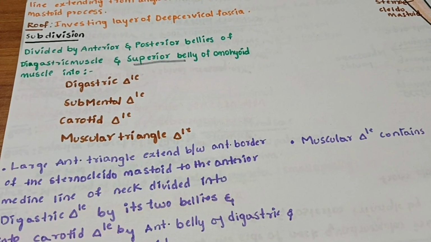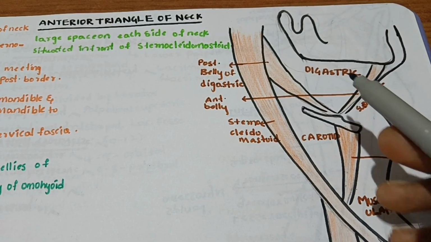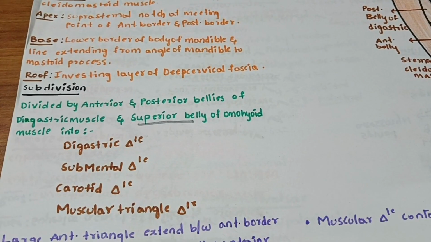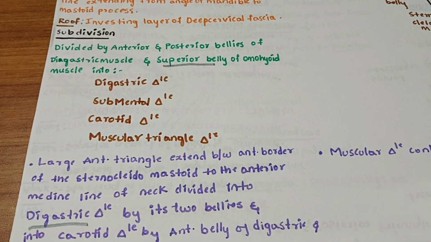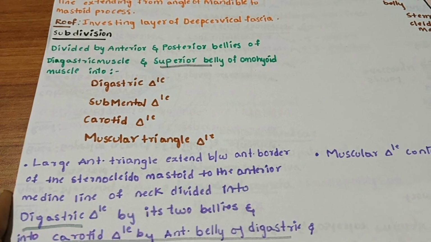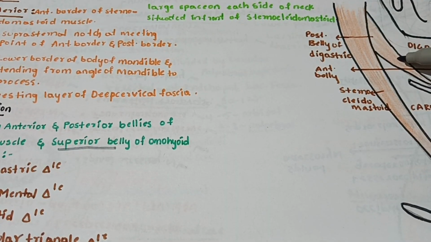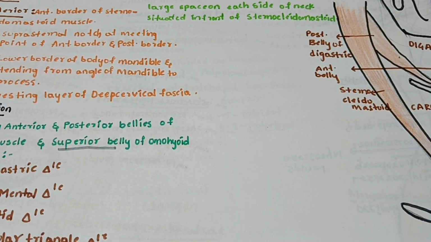How are they divided? The large anterior triangle, extending between the anterior border of the sternocleidomastoid and the anterior median line of the neck, is divided by the two bellies of the digastric. The triangle extending between the anterior and posterior bellies of the digastric is the digastric triangle, present between the two bellies of the digastric muscle. The carotid triangle is divided by the anterior belly of the digastric and the superior belly of the omohyoid.